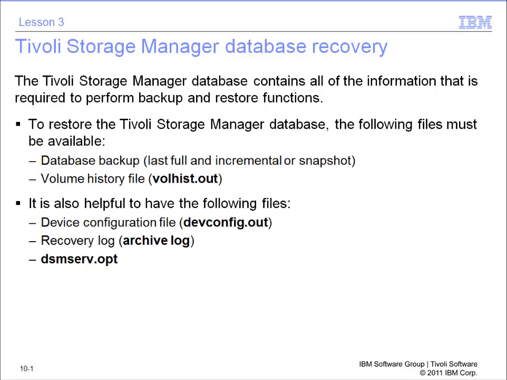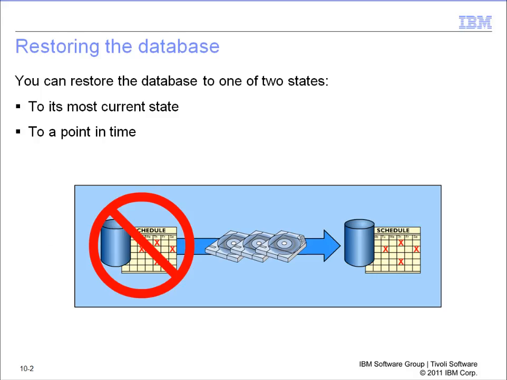It's also helpful to have your device configuration file. This is all of your device classes, your recovery log, your archive log, and your dsmserv.opt file. Now, if you use Disaster Recovery Manager, all these files are also backed up for you. If not, consider running a script that will back them up to a file like a .out file that you can then store elsewhere. If you don't have a database, you can't recover your data.